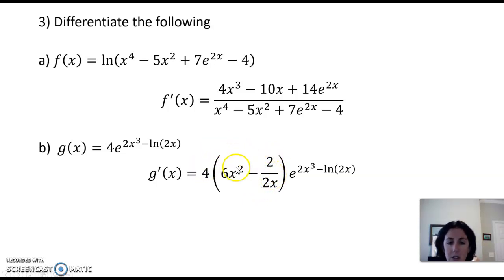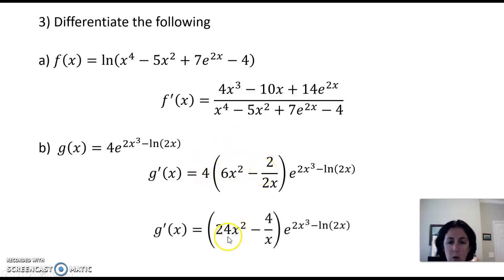I'll distribute the 4 to the 6 and the 4 to the 1 over x, and I get 24x squared minus 4 over x times e to that 2x cubed minus the natural log of 2x.